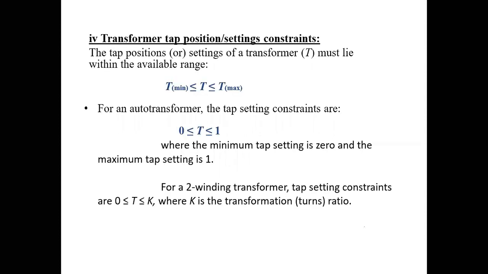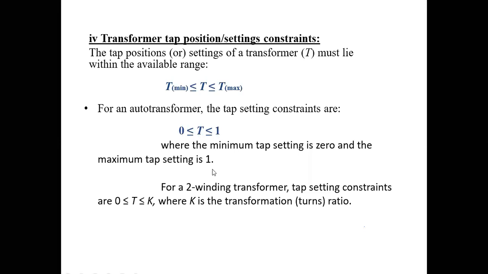And before the last one, transformer settings. Already we are very familiar with the auto transformer and the normal transformer. For an auto transformer, certain limits are there, meaning we can vary our auto transformer from minimum voltage to the rated voltage. That is represented in per unit as 0 less than or equal to T less than or equal to 1. Here 0 is nothing but the minimum setting and 1 is the maximum setting.